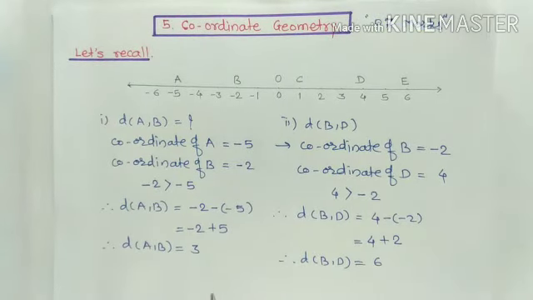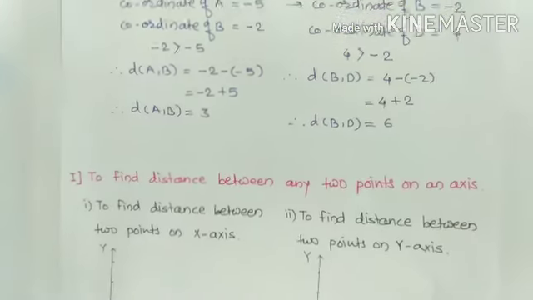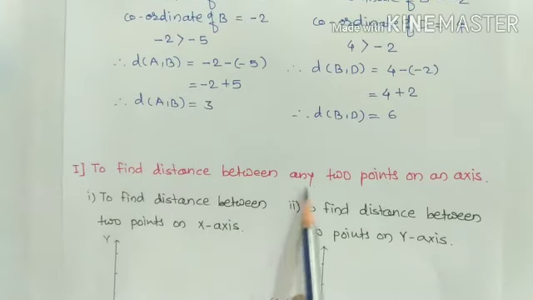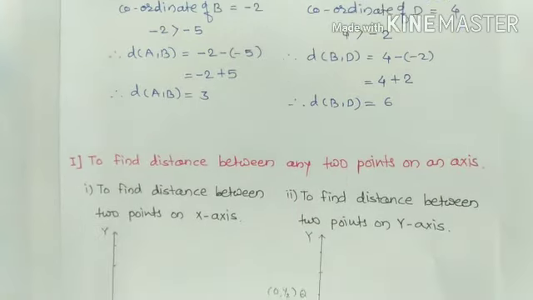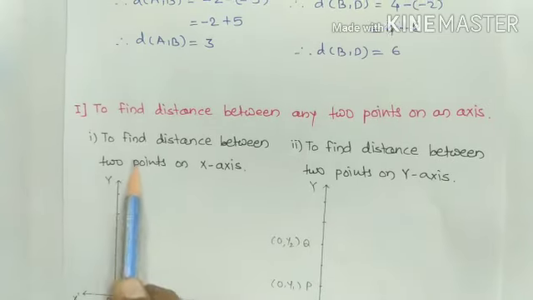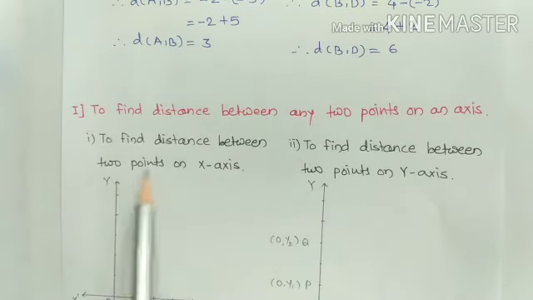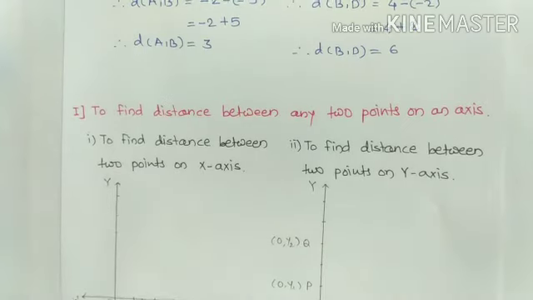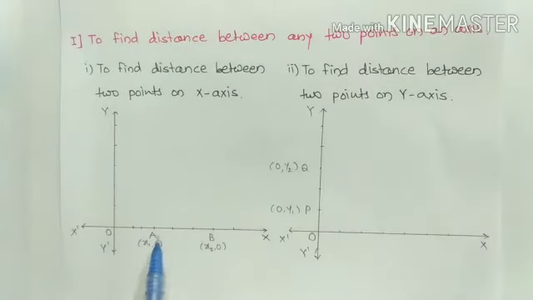By using the same concept, we find the distance between any 2 points on the same axis in xy plane. So let's learn the first point. To find the distance between any 2 points on axis. Here there are 2 conditions to find. The first is to find the distance between 2 points on x-axis. See, in this case there are 2 points, point A and point B are shown in the figure, which are on the same axis, that is it is on x-axis.